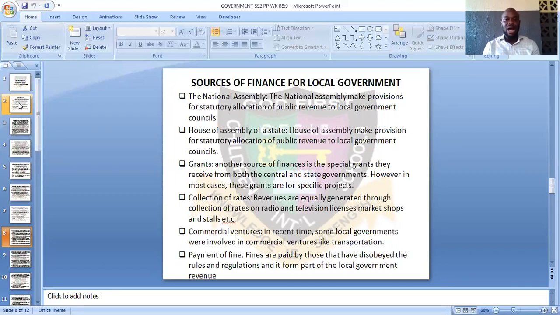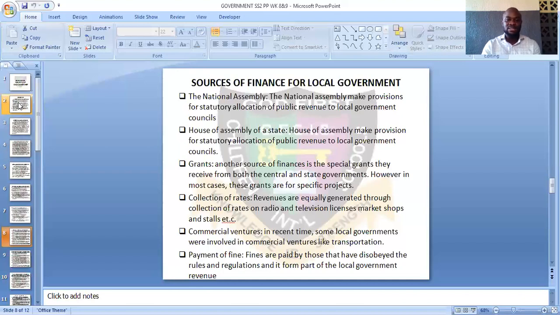Then the House of Assembly of the state makes provision for statutory allocation of revenue to local government councils. You know that as the federal government has its budget, the states also have their own budget. So while preparing their budget, they take the local government into consideration. So there is an allotted revenue given to the local government council for development of the grassroots.